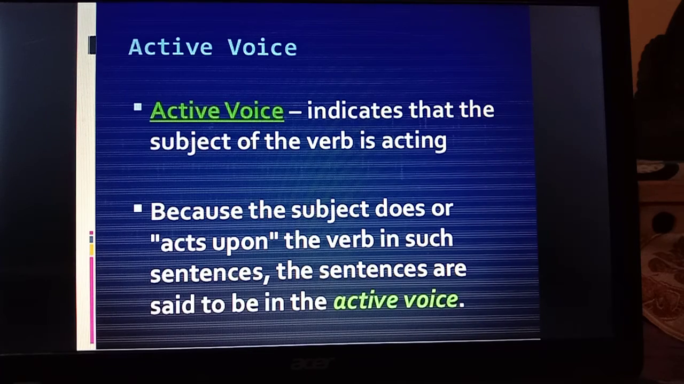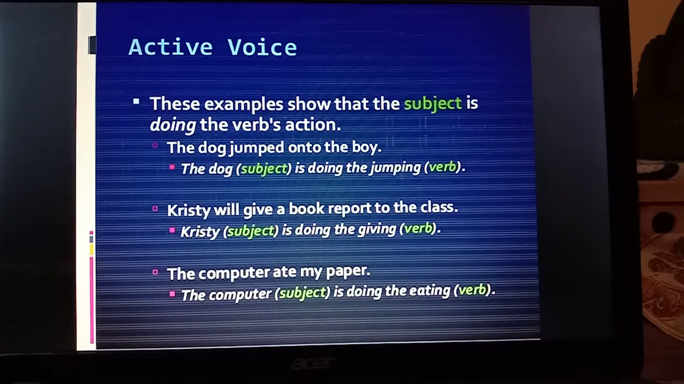See, some examples where the subject is doing the verb's action. The dog jumped onto the boy. This is the sentence, and here dog is the subject and the verb is jump. So the dog is jumping, it means the subject is active. So this is active voice.